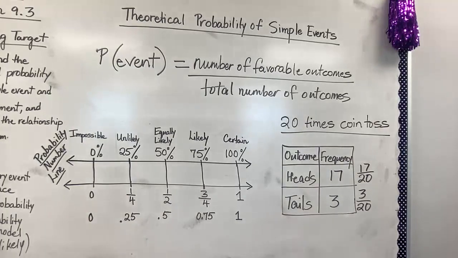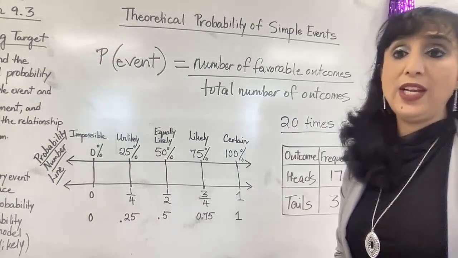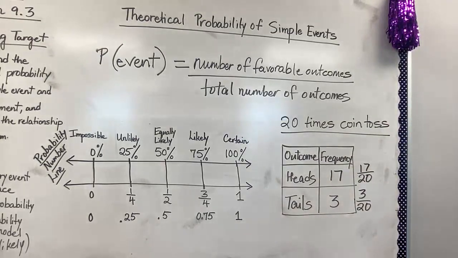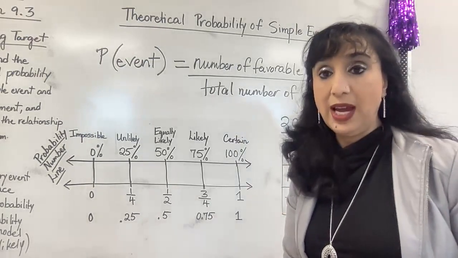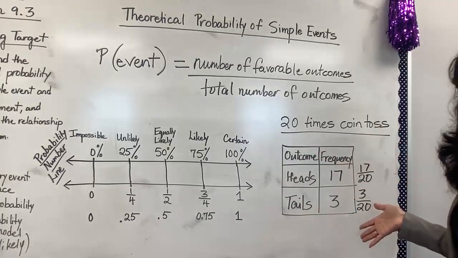Now, why are the relative frequency ratios so different from the theoretical probabilities? Because what is a theoretical probability? It's basically what you can expect when you are tossing a coin. So theoretical probability is what you should expect when conducting an experiment, while the relative frequency ratio describes what actually happened. So this actually happened.